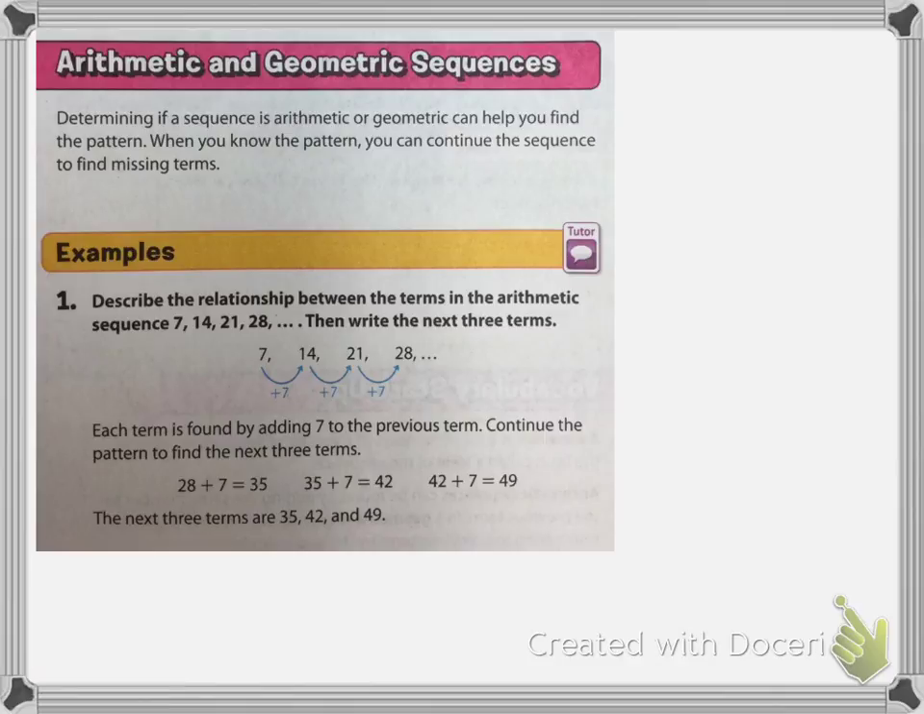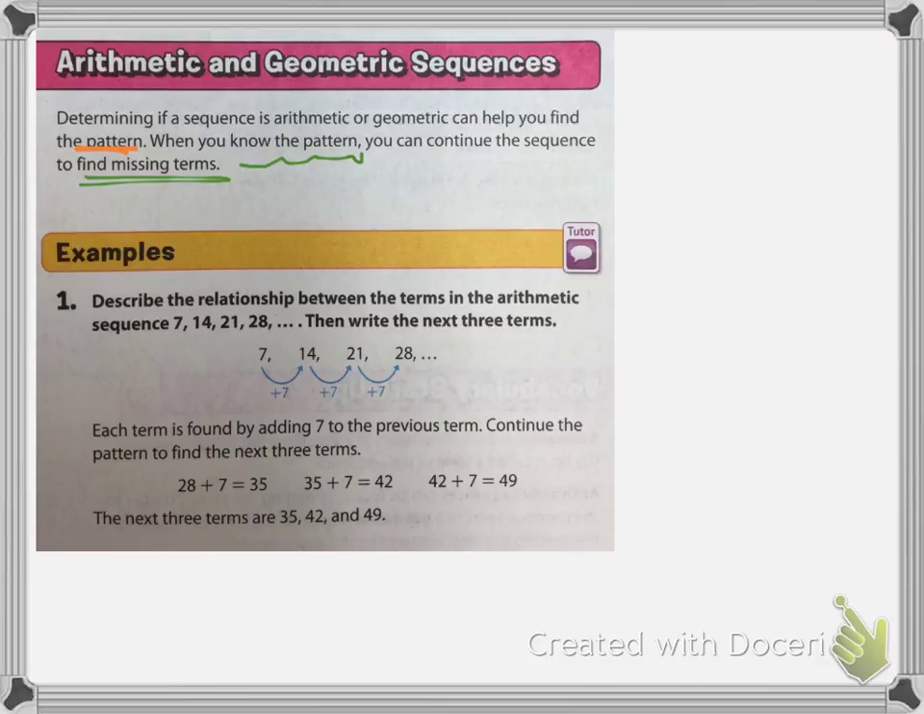All right, arithmetic and geometric sequences. Determining if a sequence is arithmetic or geometric can help you find the pattern. The reason you would want to know is because you would want to find the pattern. When you know the pattern, this is important. When you know the pattern, you can continue the sequence to find missing terms. So let's look at example 1.